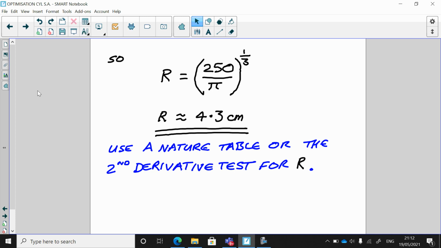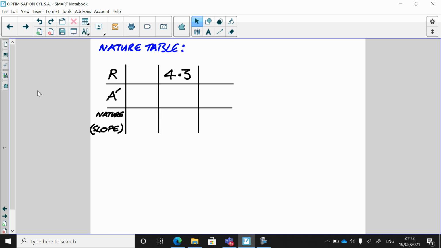So what we're going to do is, you've got a choice, use a nature table or a second derivative test for this radius that will eventually yield up a minimum surface area. I'm going to go for a nature table. So we're going to look left and right of 4.3 here. We're going to pick numbers left and right, probably 4 and 5, and put 4 and 5 into the derivative that we found. Before we do that, we just want to note that automatically under 4.3 is 0 because we forced the derivative to be 0 that yielded 4.3.